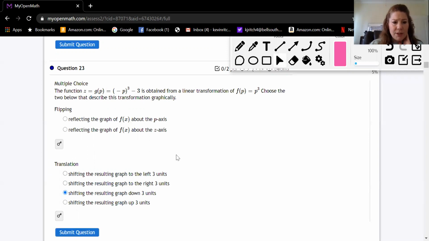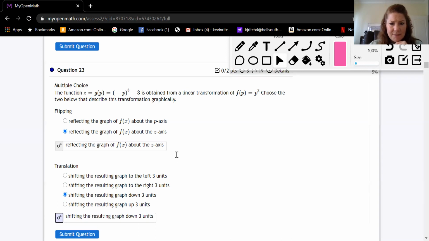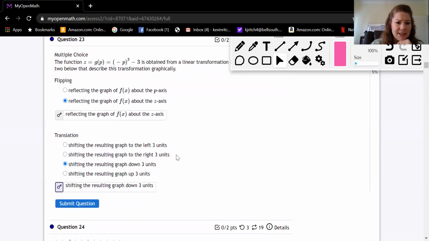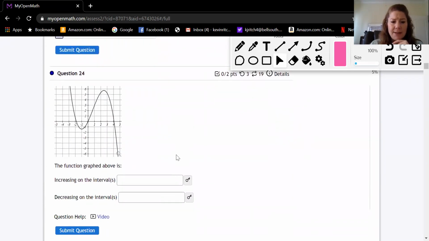My pen just won't work. There we go. And then let's see. A reflection of f of x about the p-axis, about the z-axis. It's got to be the z-axis. And then this one is, yep, shifting it down. Yep, because you go back to this original statement right here. All right, guys, that one's a little tricky. You got to look at that one closely.